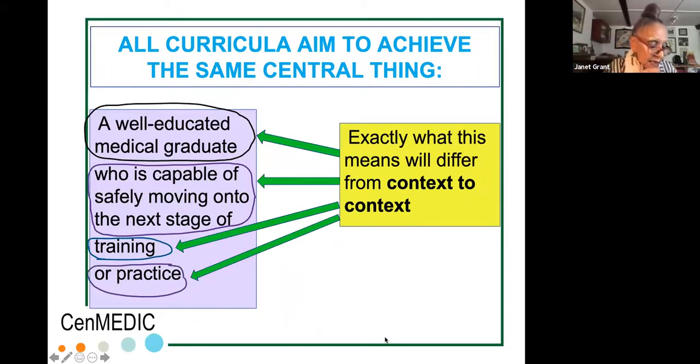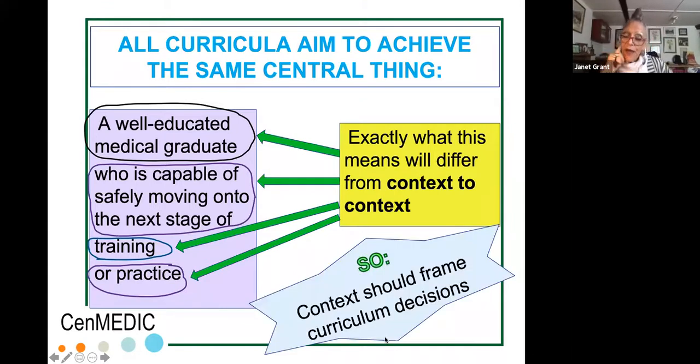So all these things are different, and your curriculum decisions must be framed by these contextual factors. You have to take them into account. What are you preparing your graduate to do next? And if you do that well, you have done your job. Do not expect to have a longer term effect.